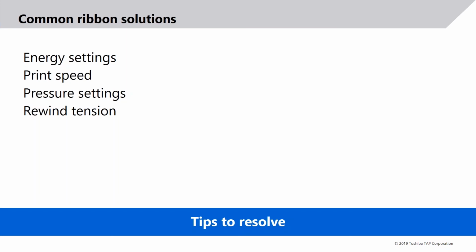So you should always make sure that you're rewinding onto a cardboard core. Your ribbon should come with a rewind core or cardboard core. If it doesn't, you can reach out to your provider and ask for one.